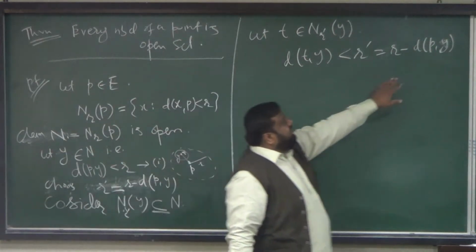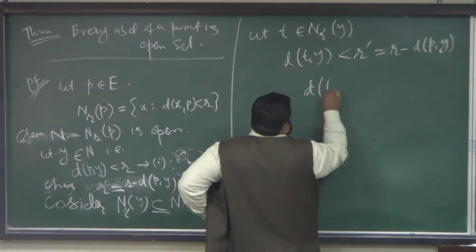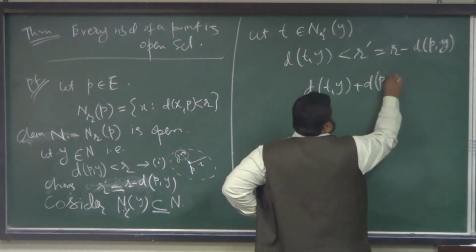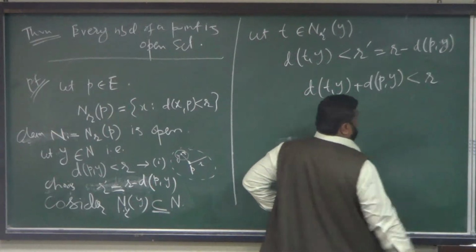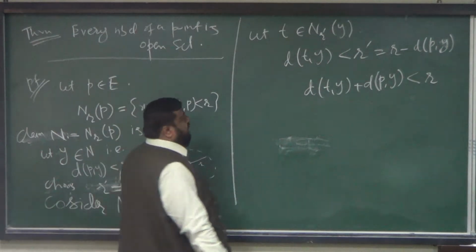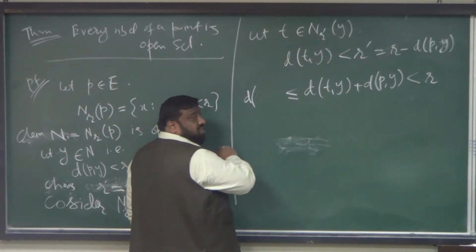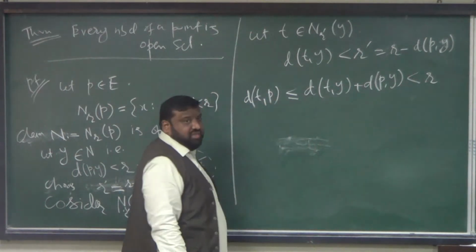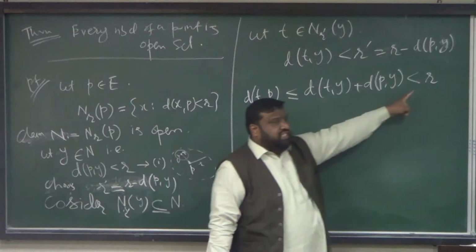As you are saying, take this object to the other side. So you're going to have the distance between T and Y plus the distance between P and Y, or Y and P, doesn't matter, is less than R. Okay. So how is this going to help? Triangle inequality. This sum must always be bigger than or equal to the distance between P and T. So what you just showed is that the distance between T and P is less than R.